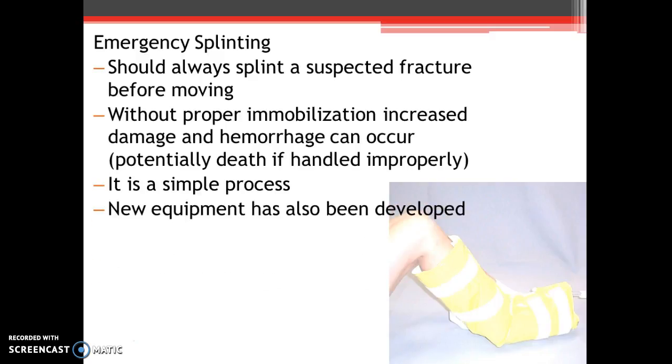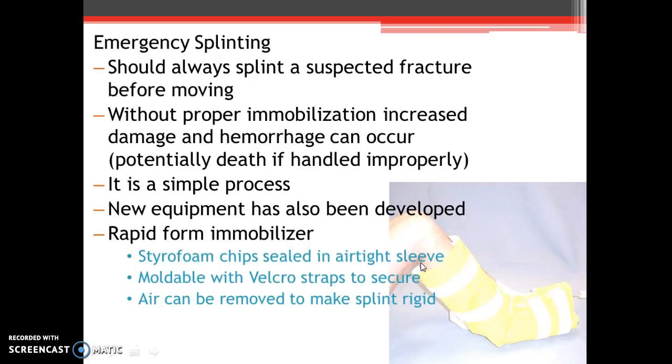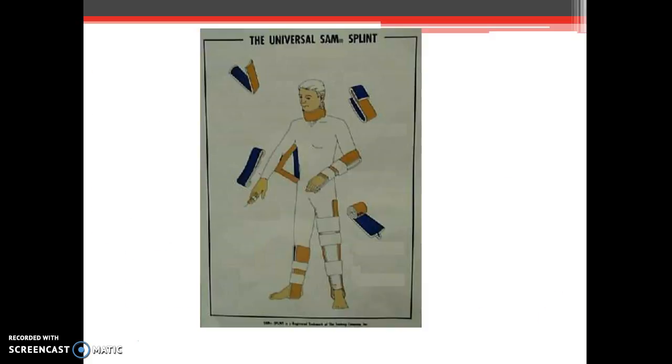It's a simple process. Newer splints like these here are vacuum splints, so you can see the end of the vacuum here. This is filled with foam pellets, and we're just taking the air out with this hand vacuum, and that will make this really rigid so that this lower leg and ankle area can't move. All right, those are called rapid form immobilizers.